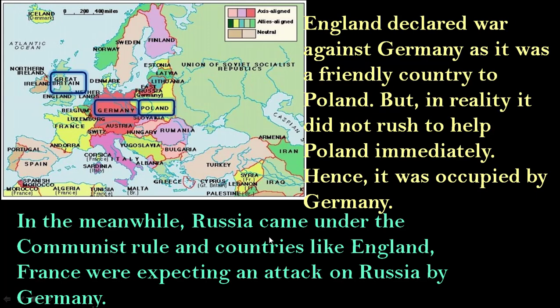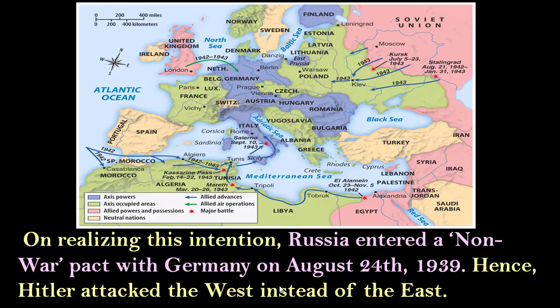In the meanwhile, Russia came under the communist rule, and countries like England and France were expecting an attack on Russia by Germany. On realizing the intention, Russia entered a non-war pact with Germany on August 24, 1939. Hence, Hitler attacked the West instead of the East.